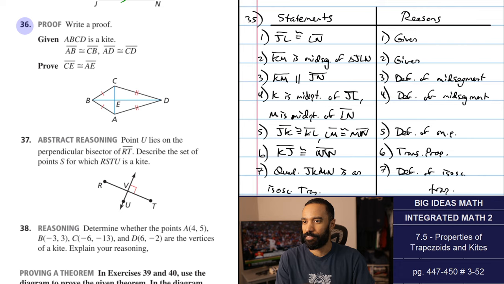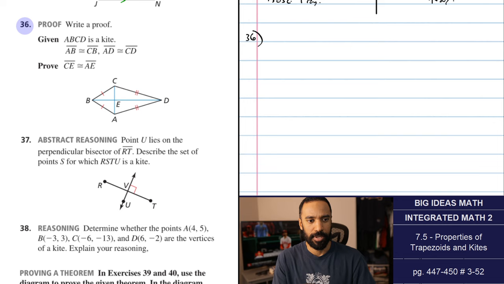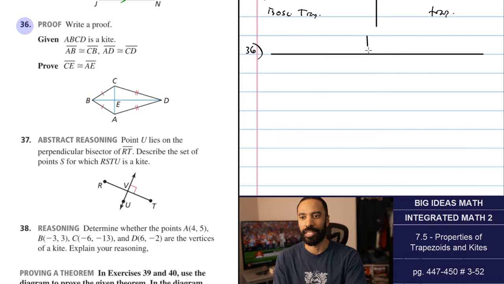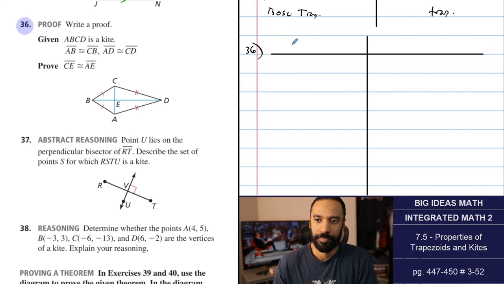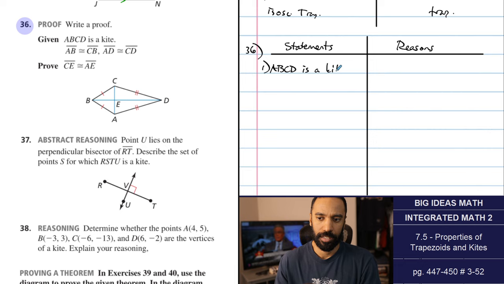Given ABCD is a kite, and we have all that, prove AB and CB. Well, isn't that the definition of a kite? Oh, I think they need to tell you which ones are congruent. Yeah, that's okay. Prove that CE is congruent to AE. Okay. Well, I think them telling you it's a kite means we can use the perpendicular diagonals thing. So I'm probably going to. All right, so ABCD is a kite.